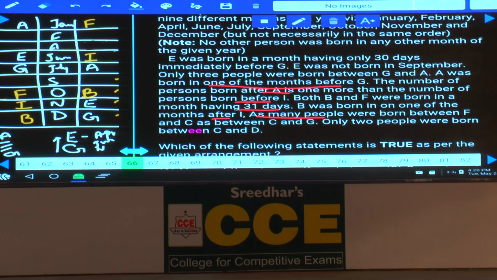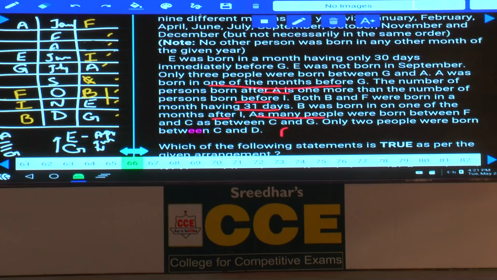Now F and C, C and G, then what is the possibility here? No. If C is here, now how many persons between C and G? 2 persons. Hence in between C and F there must be 2 persons, but as here, how many persons? 4 persons, not possible. And C cannot be here, because C must be in between these two.